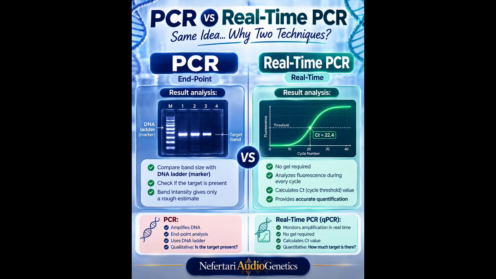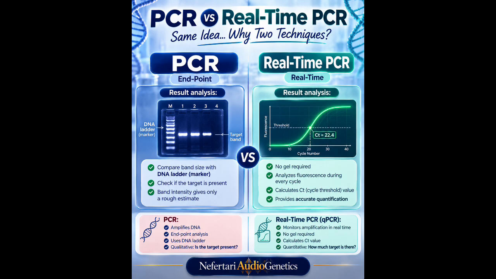The way the conventional PCR result is analyzed depends on the DNA bands compared to a DNA ladder, also called a molecular weight marker. The ladder helps us verify whether the amplified fragment has the expected size. Band intensity may provide a rough estimate of the DNA quantity, but it is not a reliable method for accurate quantification. Now, real-time PCR works differently.